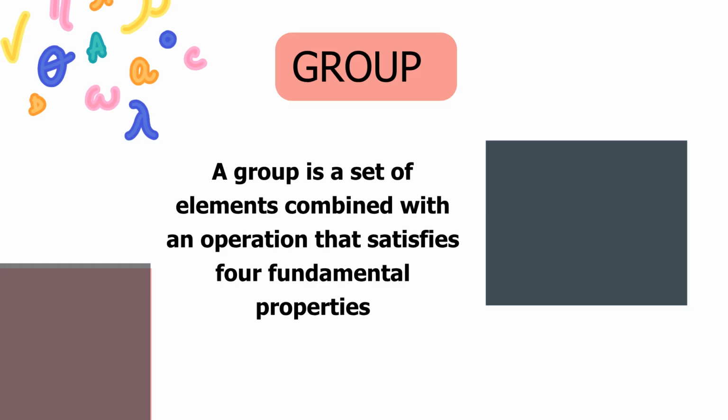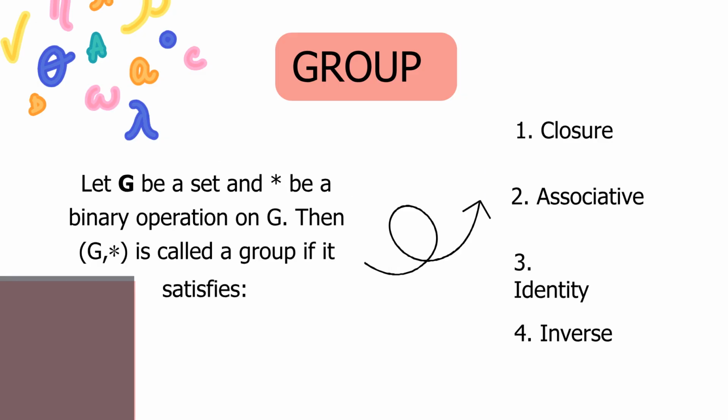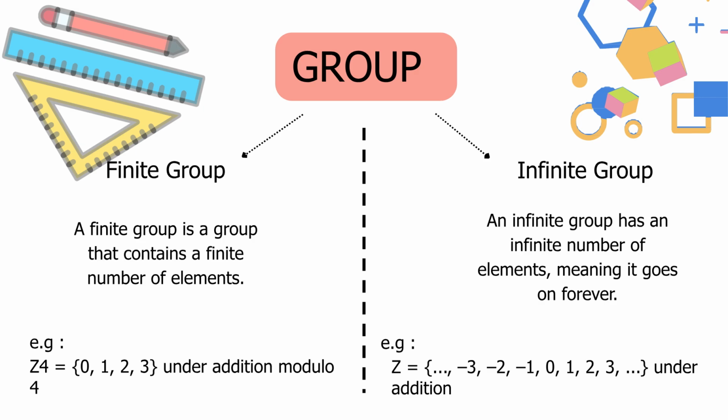A group is a set of elements combined with an operation that satisfies four fundamental properties. For a set G and a binary operation asterisk, G is a group if it satisfies closure, associativity, identity, and inverse properties. Groups can be finite, containing a finite number of elements, like Z4, under addition modulo 4. Alternatively, infinite groups, such as the set of integers Z under addition, have an infinite number of elements.